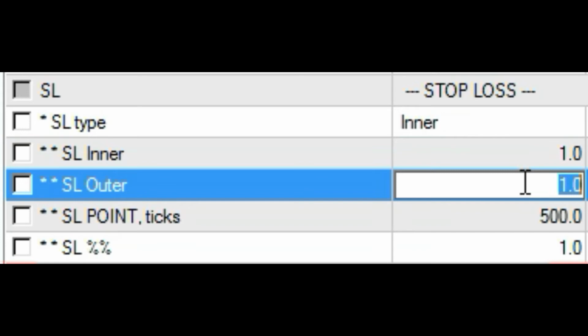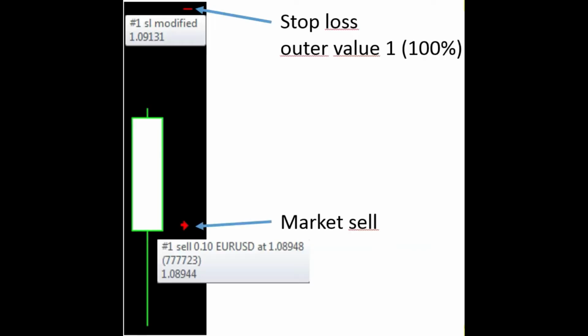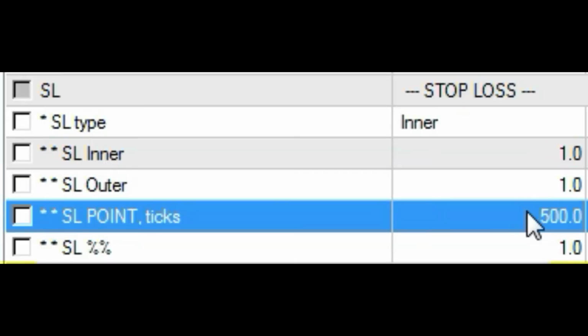Second option is outer. Let's use value of 1. Here you can see a real example of using outer value of 100%. It takes the whole candle value from high to low on a market sell. When using points, it is the same as for entry.